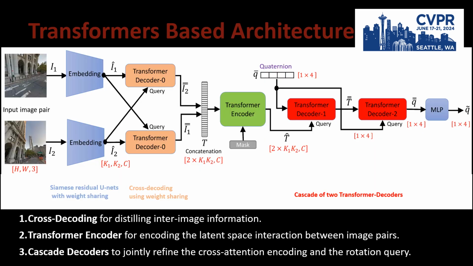We use transformers for multiple tasks. First, we extract features using a U-Net CNN embedding. Then, we use cross-decoding transformers for distilling inter-image information. These vectors are concatenated into vector T and inserted into a transformer encoder for encoding latent space interaction between the two image pairs. Then, cascade decoders jointly refine the cross-attention encoding T and the query rotation together. Finally, a multilayer perceptron predicts the relative quaternion rotation Q.